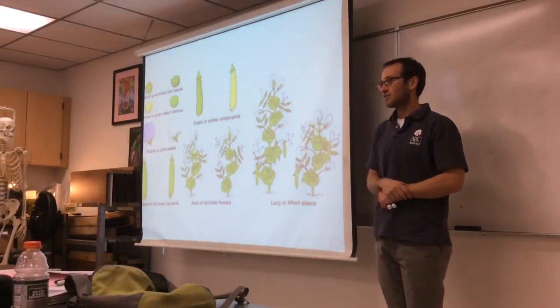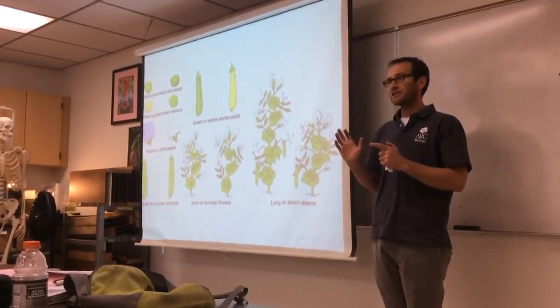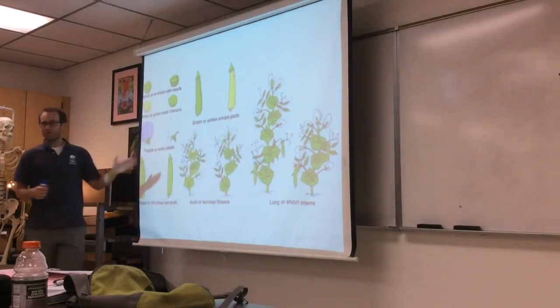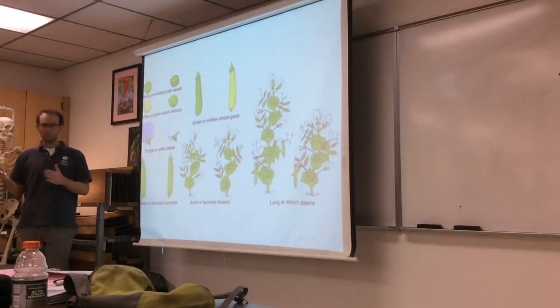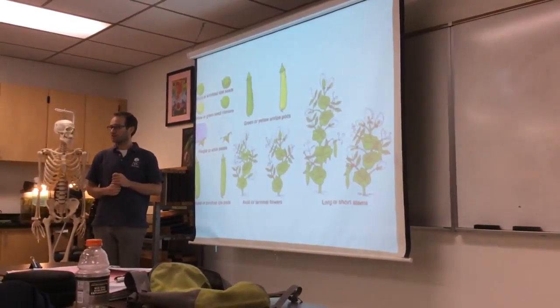Looking at these crosses here, certain traits are related to each other and other traits are not related to each other. What I mean by that is that purple and white flower is a related trait. So when you cross purple to white, you get all purple, and then you get a mix of purple and white in the next generation.